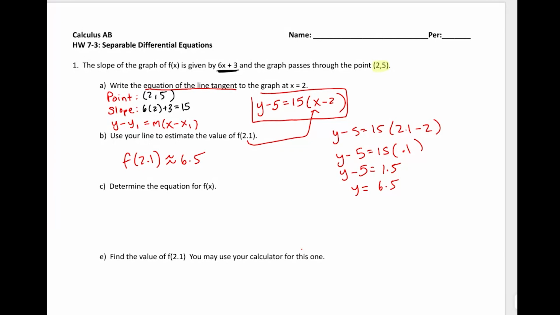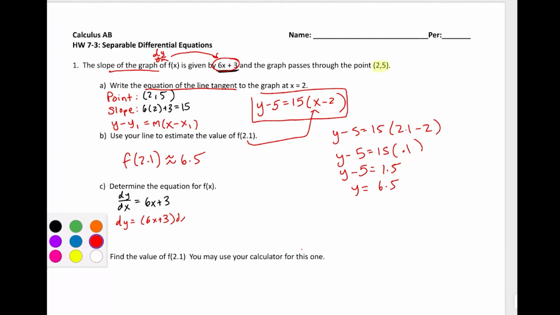So it says the slope of the graph of f of x is given by 6x plus 3. If that's the slope of the graph, that means that's dy/dx. Okay, it's the change in y over change in x. So the equation that we really want to start with here is dy/dx equals 6x plus 3. Now, notice that there's no other instance of y here. So really all we need to do is move that dx over and rewrite this equation as dy equals (6x plus 3) dx. And now we're good to go to integrate both sides.